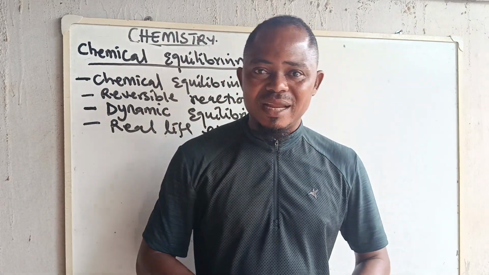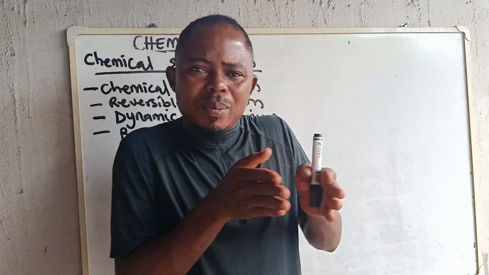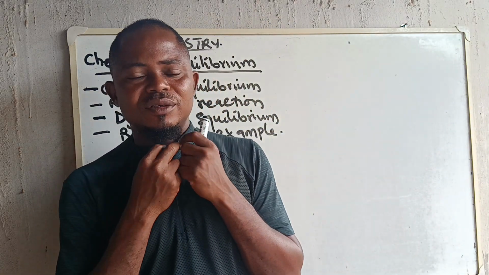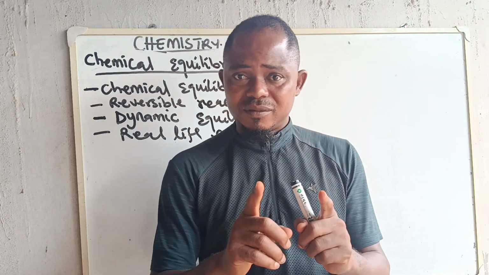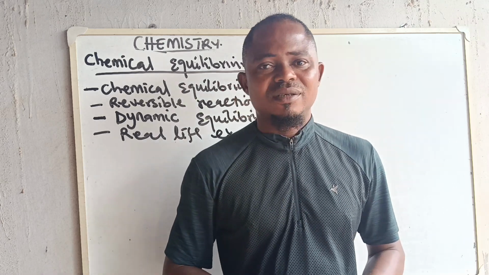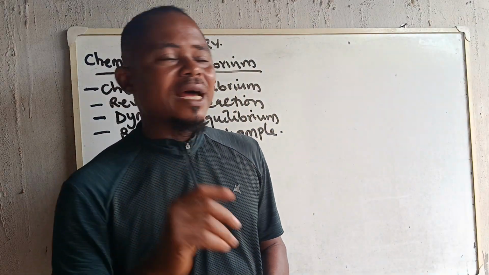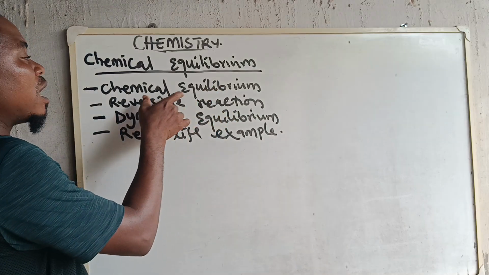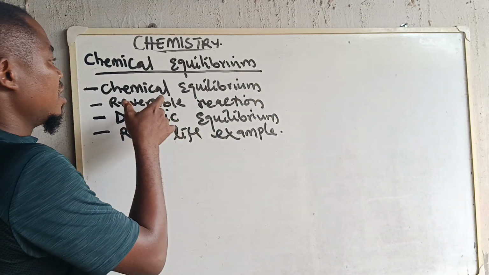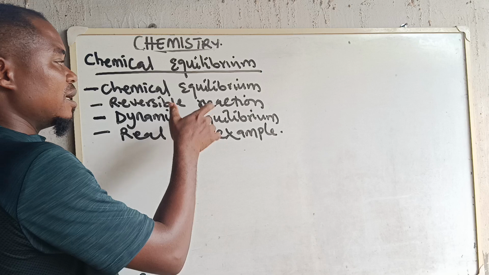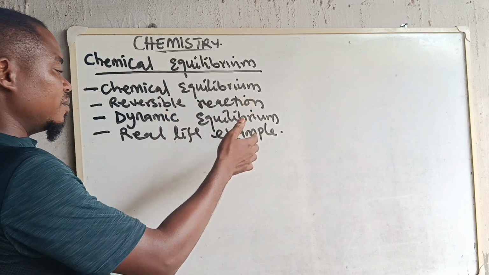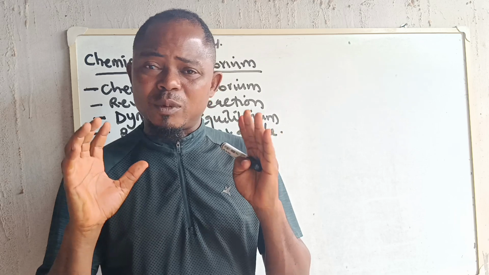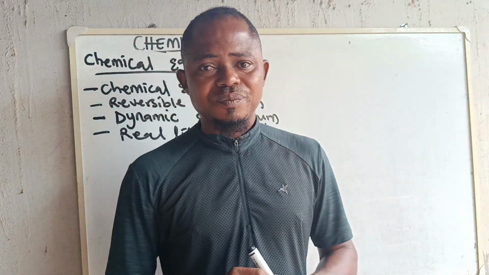Have you ever wondered why certain reactions stop halfway or how we can shift them to give more product? If you have, not to worry, you are in the right place. Today, we'll be looking at chemical equilibrium. Under it, we'll look at what chemical equilibrium is, what a reversible reaction is, the concept of dynamic equilibrium, and a real-life example that will help you understand the concept of chemical equilibrium properly.